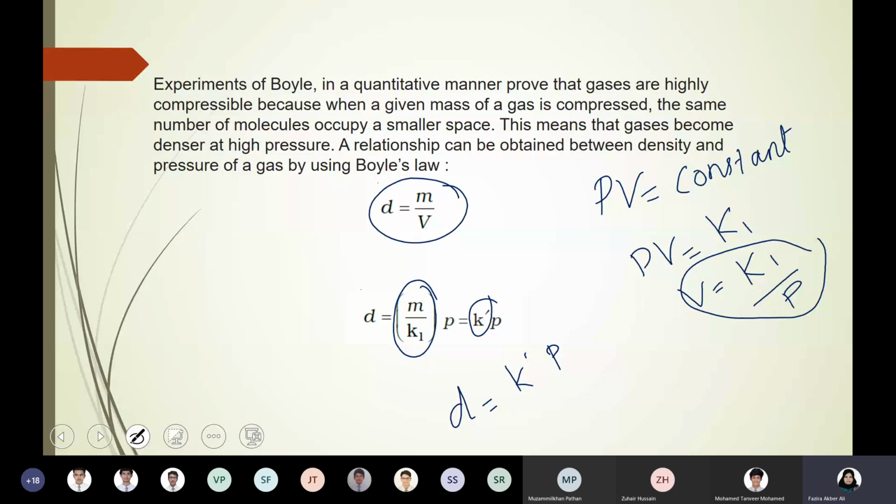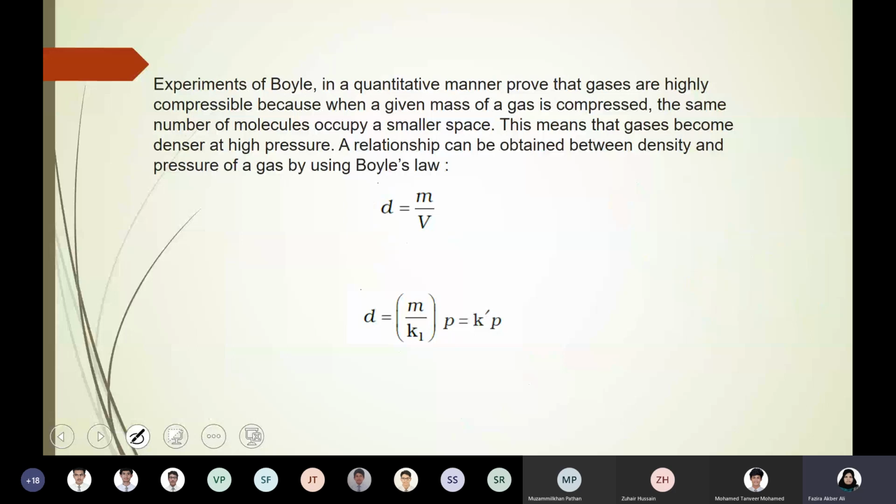Or maybe sometimes in a numerical, stopping at this step is enough, because maybe in the numerical they will give you the mass value and K1 is given. Then you can just use this equation. No need to write K dash times P. So based on the requirement in the question, you can use the equation.